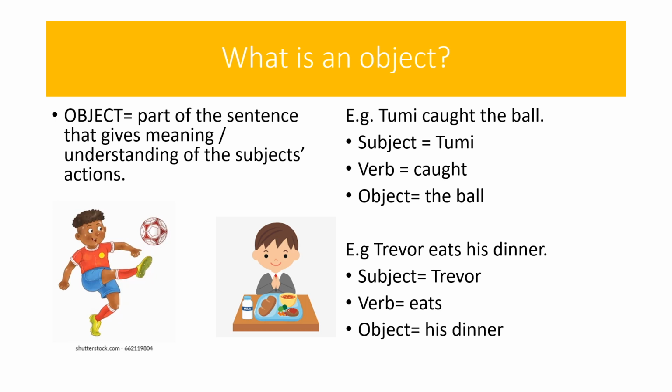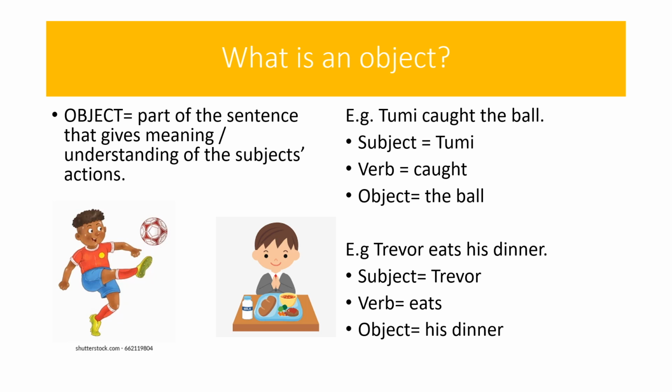Tumi caught the ball. What's our subject in this particular sentence? It's Tumi. Now what is our verb? It is caught. Then what is the object? The object over here is the ball. It's telling us what Tumi caught.